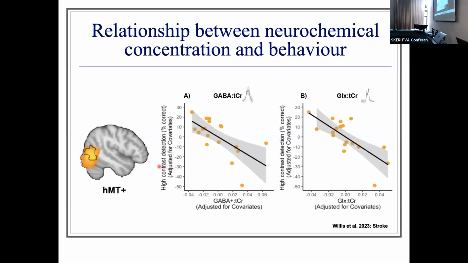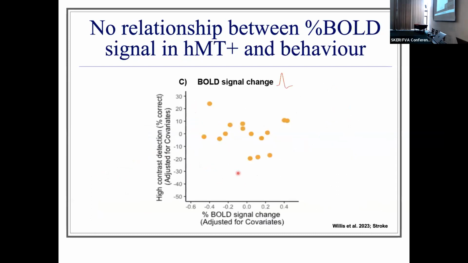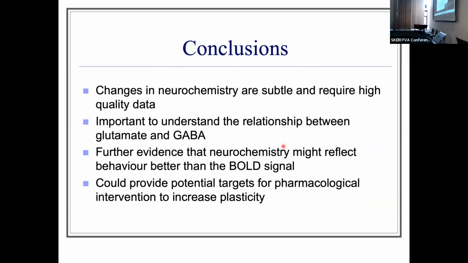Yes, I am. Okay, so what we find is in MT, we get an inverse correlation with behavioral performance. Essentially, the better your behavioral performance, the lower the levels of GABA in MT. And we also find that in glutamate. However, not surprisingly, there's no relationship in M1. And potentially unexpectedly, again, there's no relationship between the bold signal in MT and behavior, suggesting again that maybe the neurochemistry is a better marker of performance.